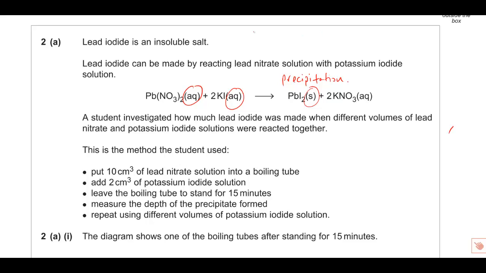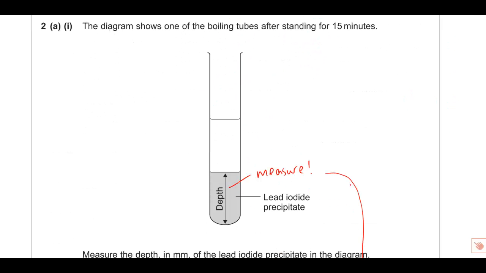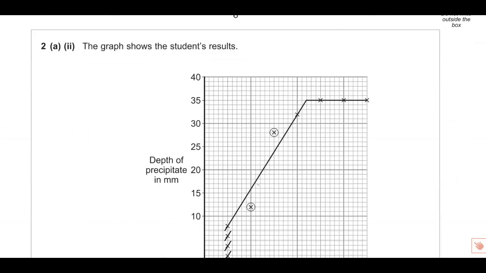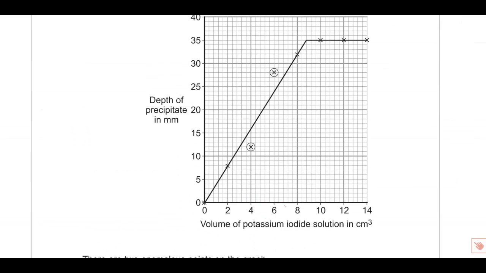So we add this to this, and we get this thing produced, and we can measure the depth of this. That is the precipitate that's being formed there, the lead iodide. So, volume of potassium iodide, we can see obviously that as this increases, so does the depth of precipitate, up to a maximum point where it would plateau, this bit here.